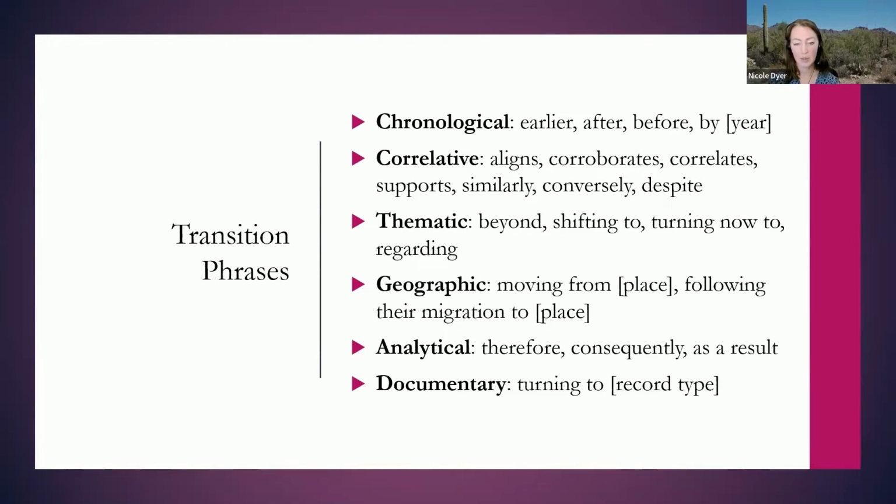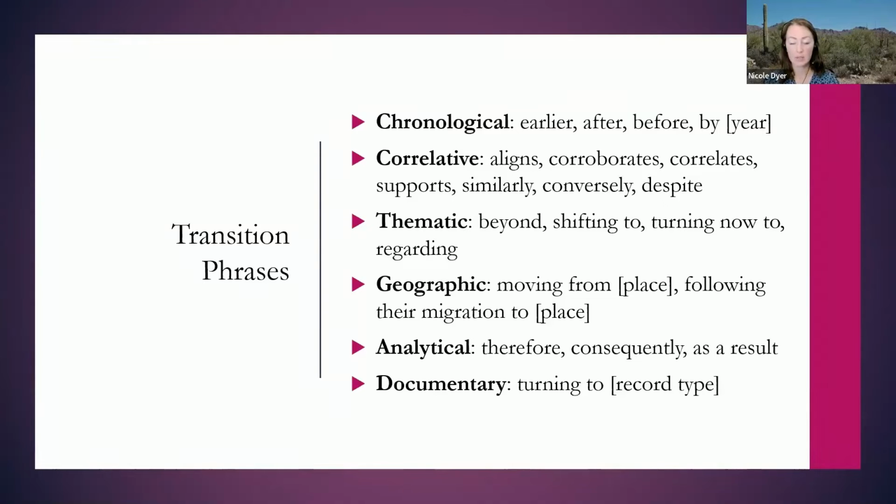And then another type of transition that you might use are documentary phrases, just focusing on different record types. Now turning to tax records. Next, we will focus on land records, vital records, church records, now DNA evidence. So this can be another way of organizing the report. And if you do organize it that way, it makes transition really easily because you can just say, and now we will look at this type of records. So all of these are different ways that you can use transitions.